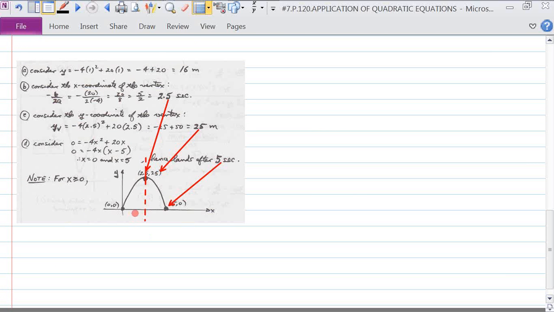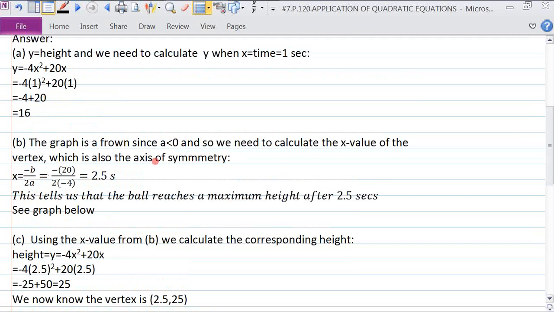So here along this axis, we have x, which is the time, and here we have the height. This is the height, and this is the time. So here is 2.5, okay? And so at 2.5 seconds, it'll reach its maximum height. But what is that height? So what we do is we take the x value that we calculated from minus b over 2a, and we calculate the corresponding height by substituting it into this equation. So instead of x being 1, we're now going to put x equal to 2.5, because that's the time at which it reaches its maximum height.